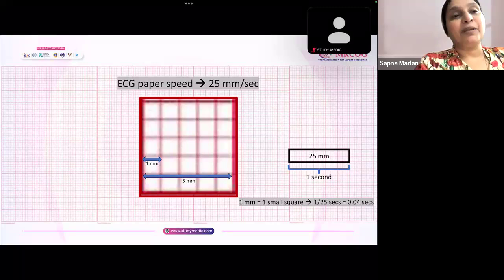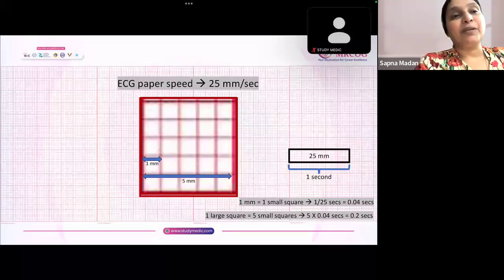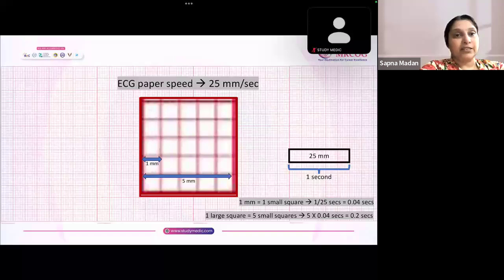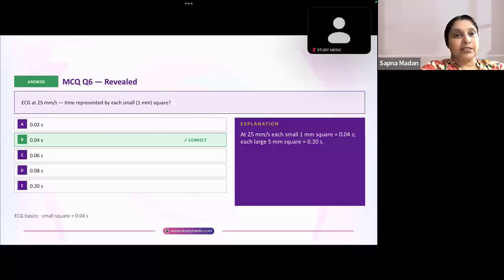So it is 5 into 0.04 seconds, or 0.2 seconds. Okay, so we must know this even in clinical practice, but it is important for the exam also. Measurement of the small square and the big square has been asked. ECG paper speed has been asked. So these are certain important points. The answer for the small square measurement was 0.04 second.